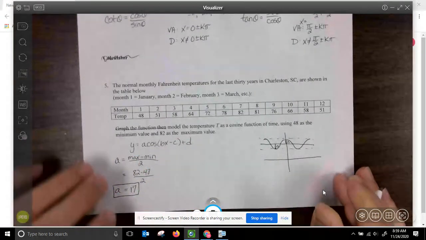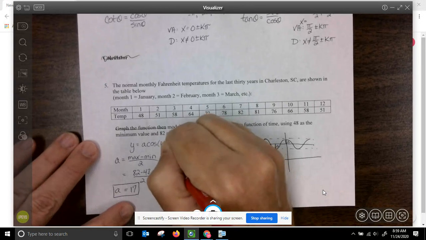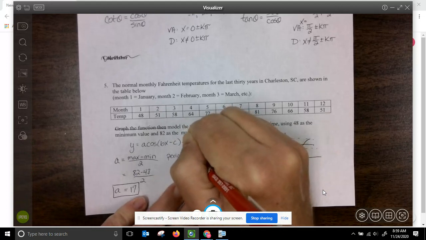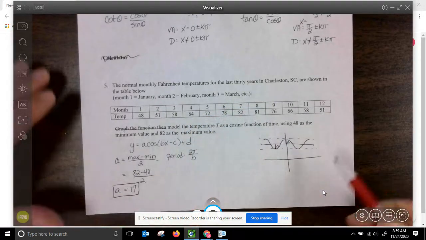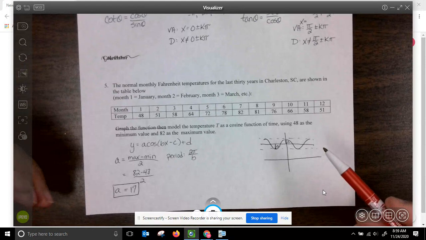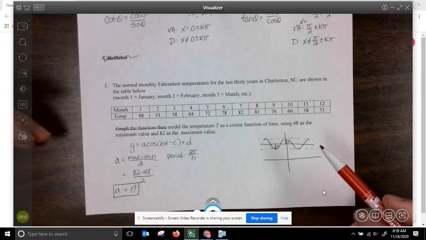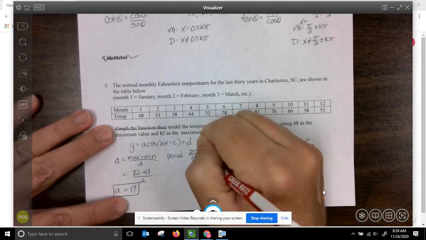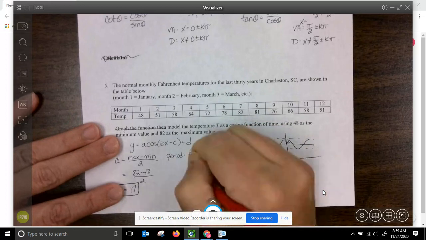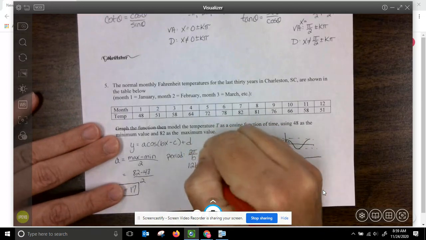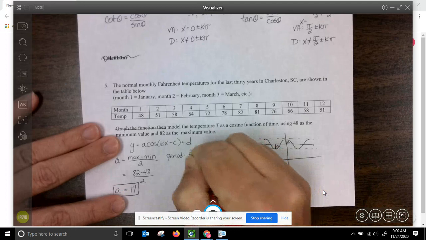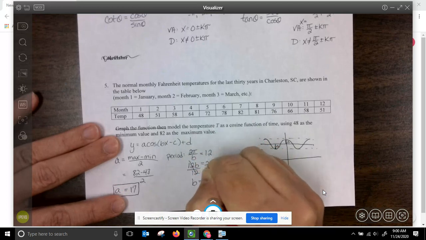All right. Now we know that our period is 2 pi over b. Well, we're talking about months here, right? So if a period is how long before things start to repeat themselves, how long before months start to repeat themselves? 12 months, because there's 12 months in a year. So our period is 12 here. So now I multiply both sides by b, and we get 12b is equal to 2 pi. So I can divide both sides by 12 and simplify, and b is equal to pi over 6.